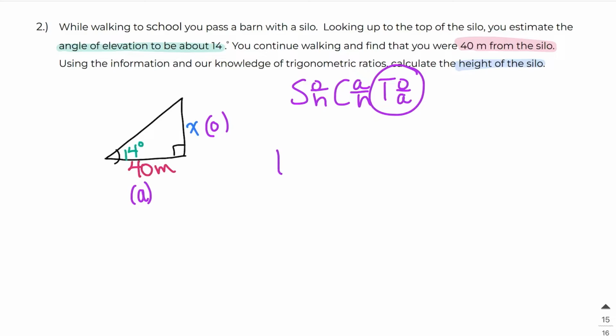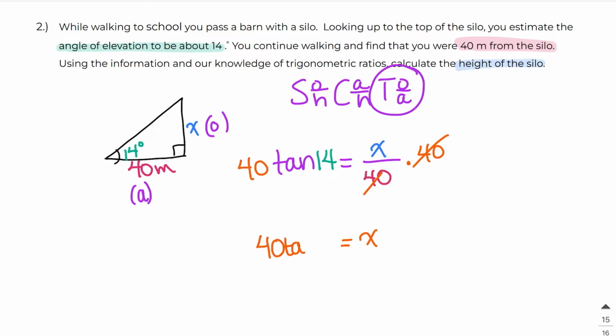So here we're going to say the tangent of our 14-degree angle is equal to the opposite, which is x, over the adjacent, which is 40. And in order to solve for x, all we have to do here is multiply both sides by 40. So x is going to equal 40 times the tan of 14.